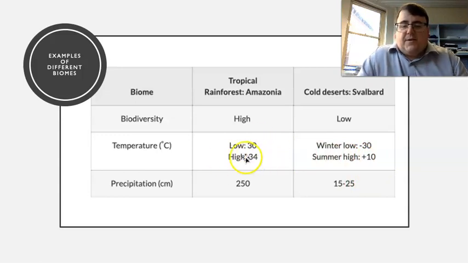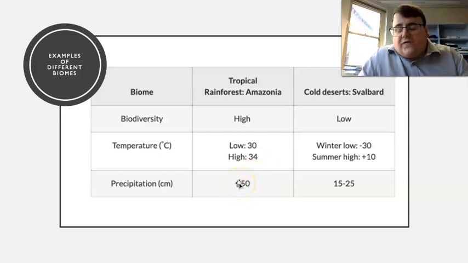These temperatures are much more forgiving in the rainforest and allow more life to survive. And we're looking at rain, 250 mils in the rainforest compared to 15 to 25 in a cold desert. So again, much more rainfall, providing water for the plants to grow. Rainforests are generally a much better type of ecosystem.